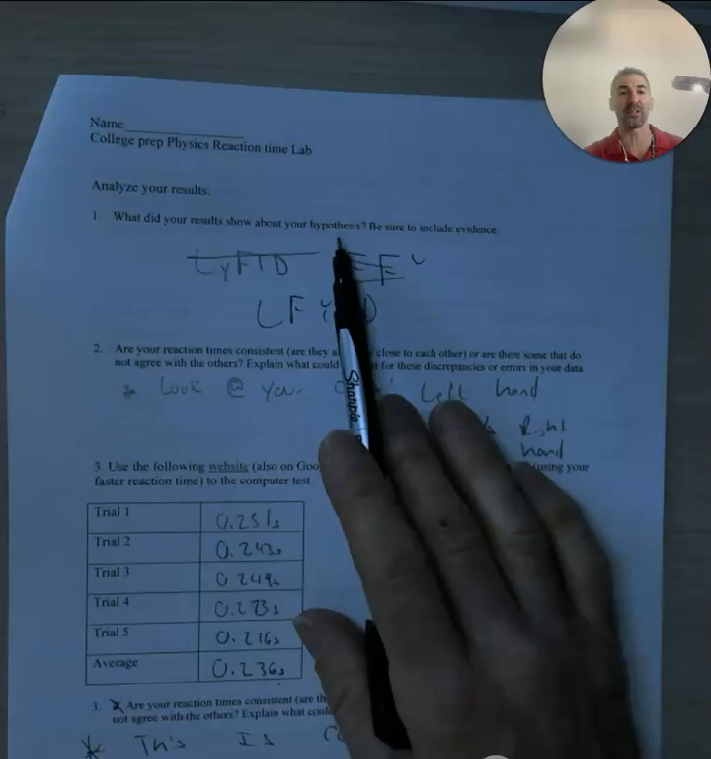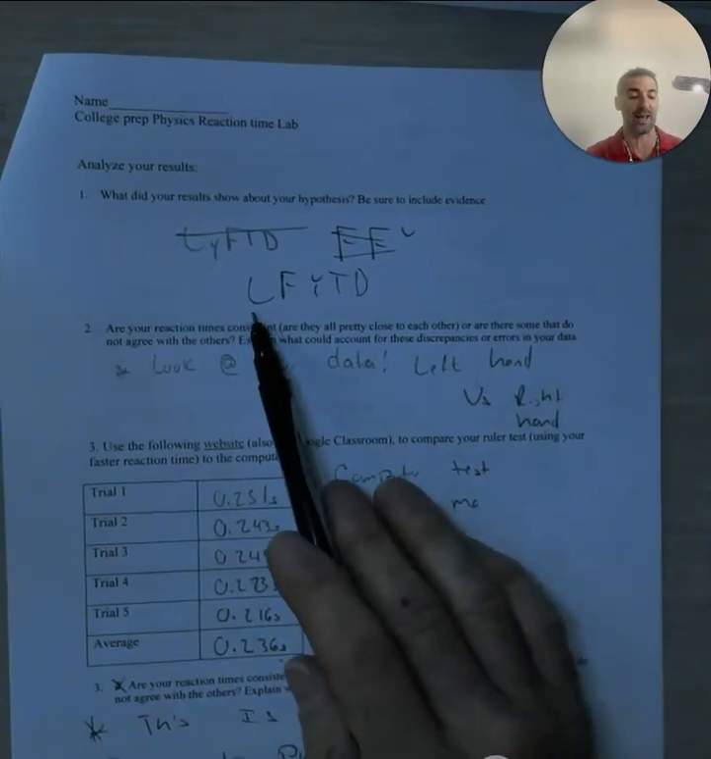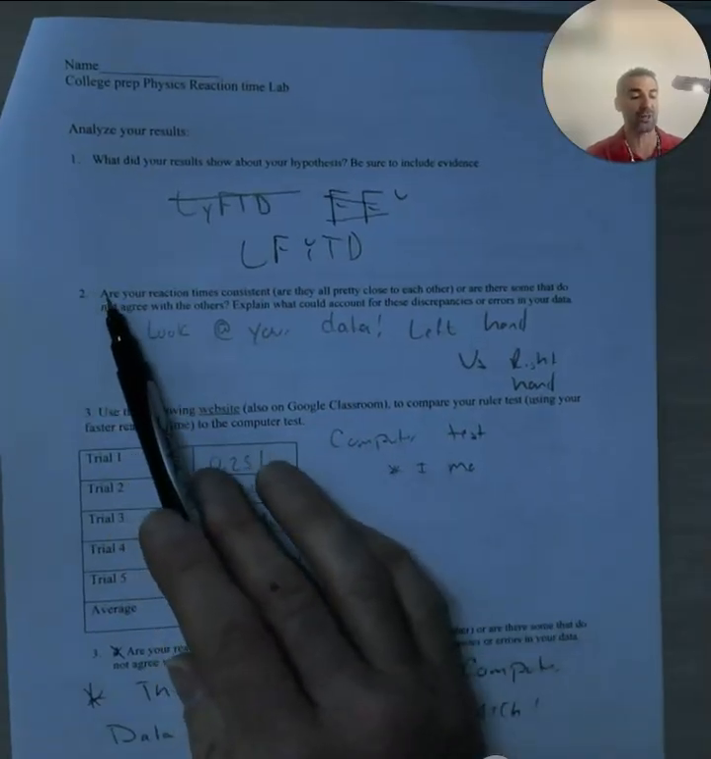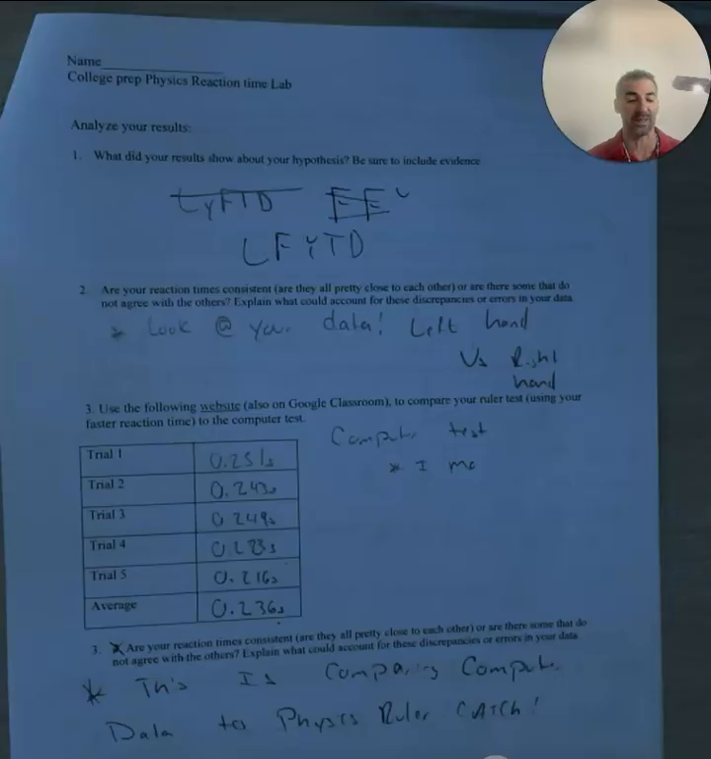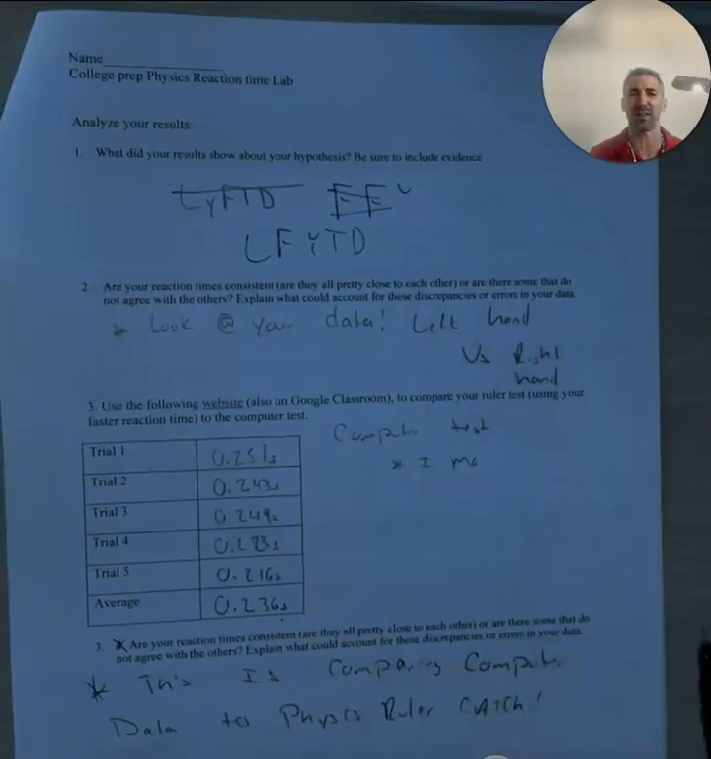Now, we're going to analyze your results. You see, I couldn't get my acronym right, but this is something you need to do. That's why I say LFYTD, left for you to do. This question number 2, are your reaction times consistent? You are actually going to compare your times from your left hand and your right hand. Are they close? Are they consistent? If they are, tell me why. If they're not, tell me why you think they're not.